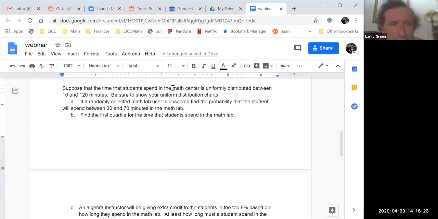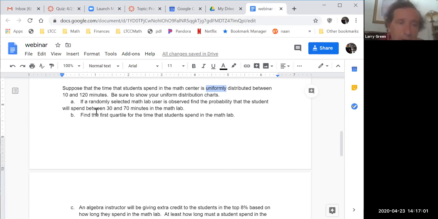Okay, so the first thing, you've seen the word uniformly, and just in English, what does uniformly mean? We've talked about this, yeah, all the same. What that means is that the probability of any interval of the same length or the same width will be the same as any other interval of that same width, as long as you're between 10 and 120. Any questions on that first?